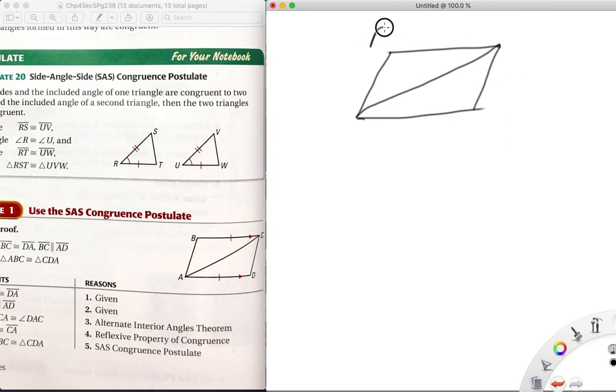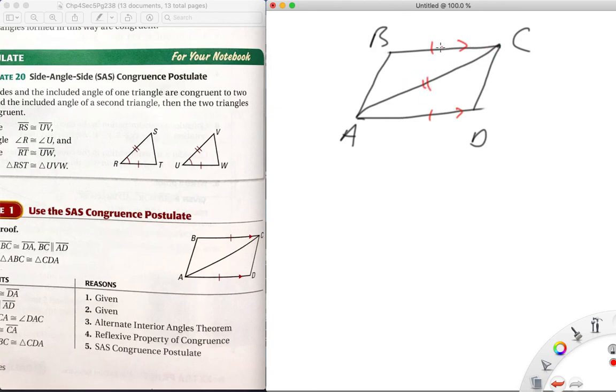Okay. B C A D. We're told that these two guys are congruent. We're also told that these two guys are parallel. Do I have enough to use side angle side? Well, I can say that AC is reflexive and congruent to itself.